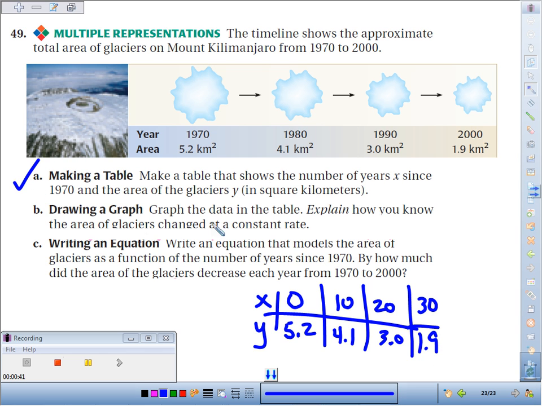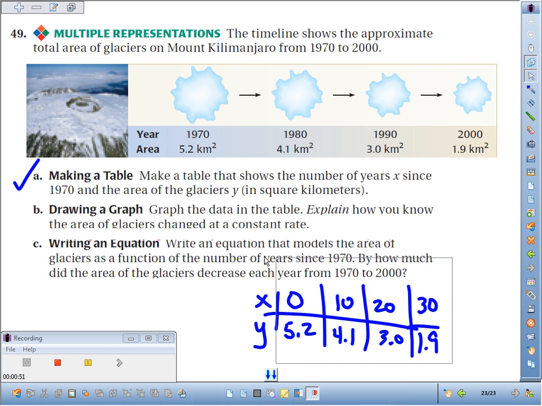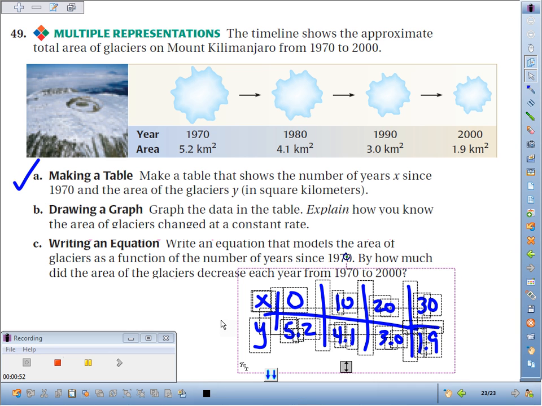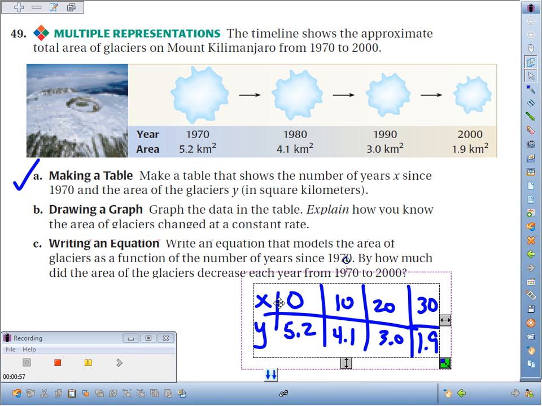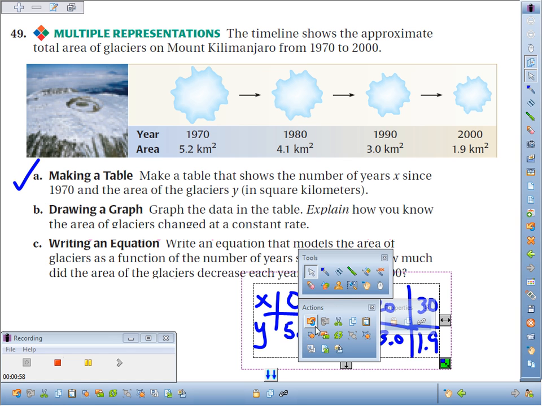Part B, draw a graph. Graph the data in the table. Explain how you know the area of glaciers changed at a constant rate. Okay, let me take this information and let's take it and make a graph here.